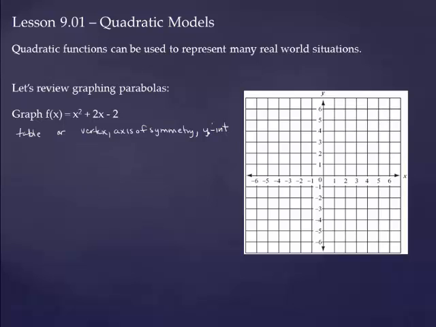I'm going to try the vertex, axis of symmetry, and y-intercept first. So I'll start with the axis, and the axis is x is equal to negative b over 2a. So b is negative 2, and a is 1, so I get negative 2 over 2. So my axis of symmetry occurs at negative 1. So that's this line here.